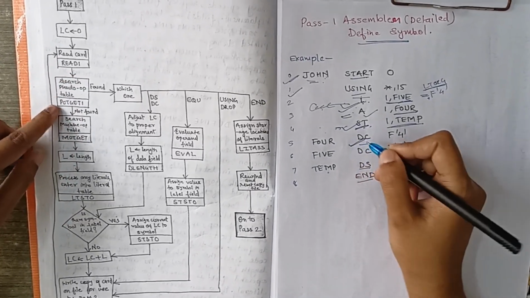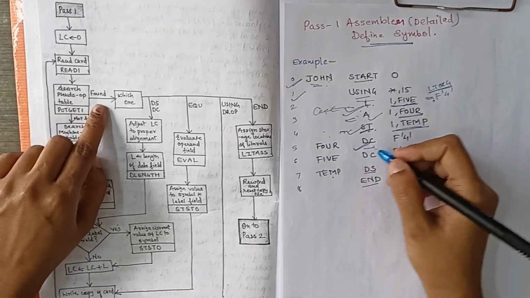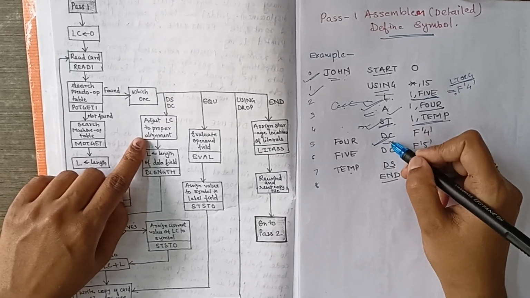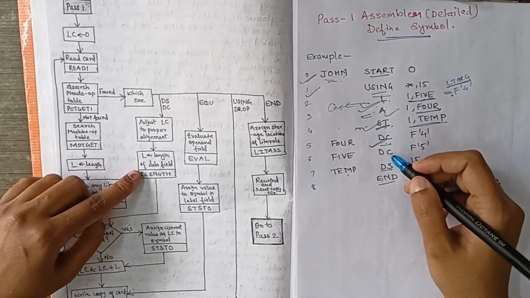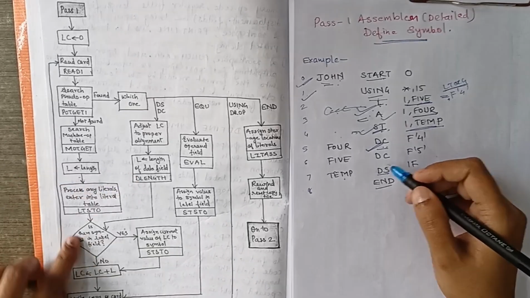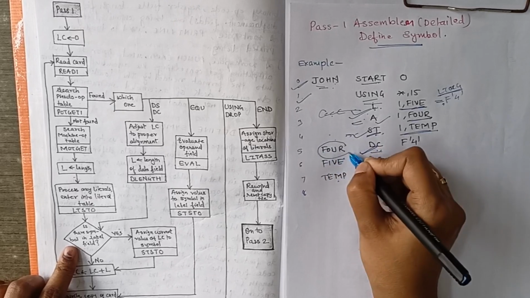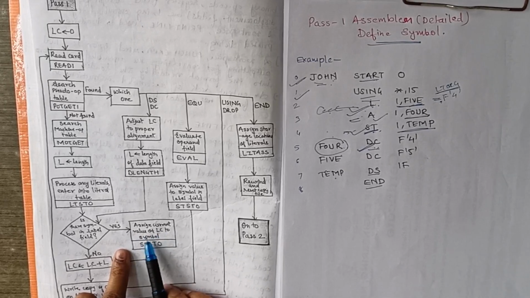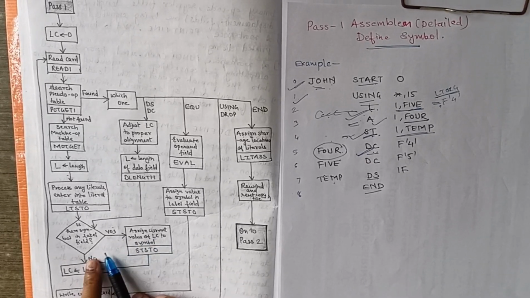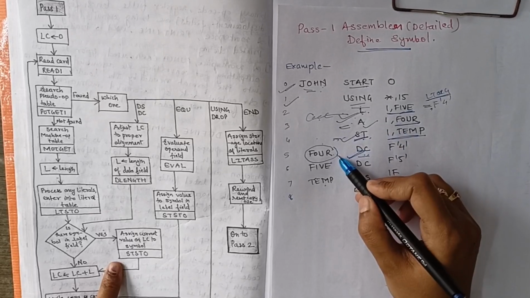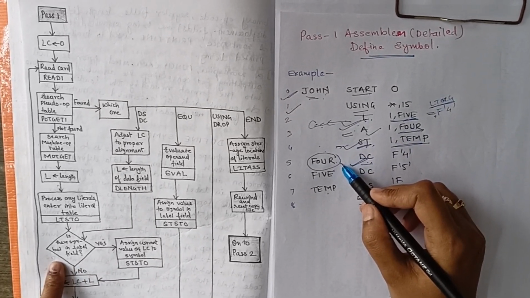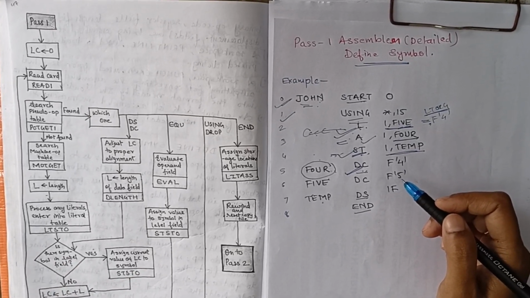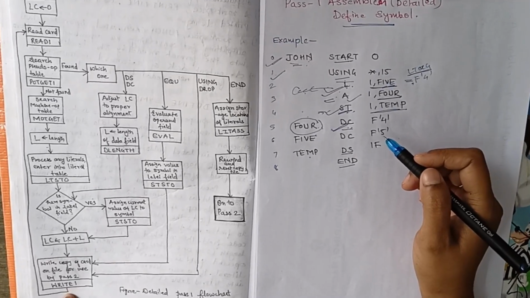Now this time we have the DC. This is a pseudo, so you can see that the pseudo is found. It is a DC type, so it will adjust the location counter for the DC as 4 bytes, and the length gets stored into the data field. Then it checks again for the symbol. Here you can see we have a symbol present. Yes, then assign the current value of the location counter to that symbol. Then the location counter gets incremented, and it is punched on the card for pass 2.